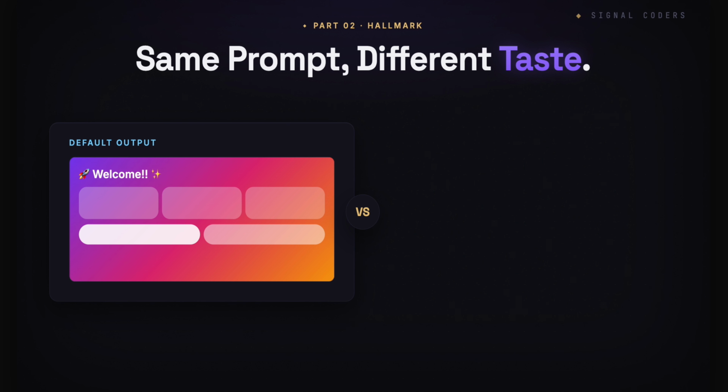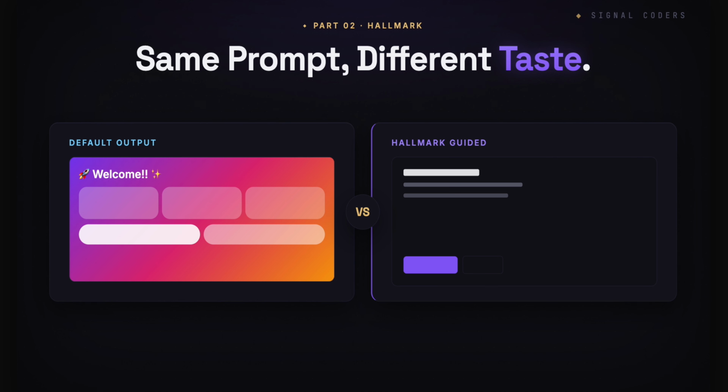Look at the difference. On the left, default output: loud gradient, giant rounded buttons, no real spacing, everything the same weight. On the right, Hallmark guided: calm palette, tight spacing rhythm, one clear focal point. Same prompt, same model. The only change is the rules feeding Claude Code.